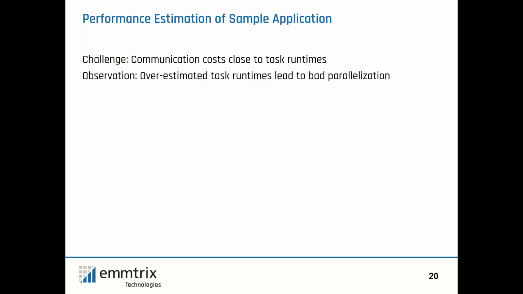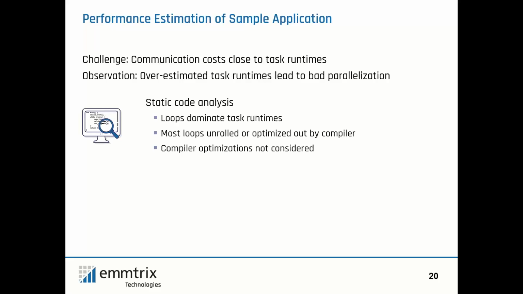As I said, the challenge here is that communication costs are close to task runtimes. And the observation was, when we parallelized this for the customer, that overestimation of task runtimes led to bad parallelization. So we first tried a static code analysis, which is default in our tool and usually is enough for, let's say, image processing applications. The problem there is that loops dominate task runtimes. Most loops can be unrolled and optimized out by the compiler. But as we are working on C level there, the compiler optimizations are not considered, and therefore the task runtimes are vastly overestimated, which led to bad parallelization. So, poor results for this one.